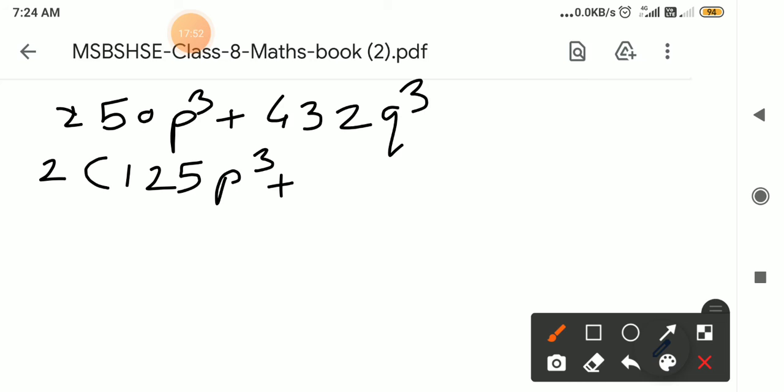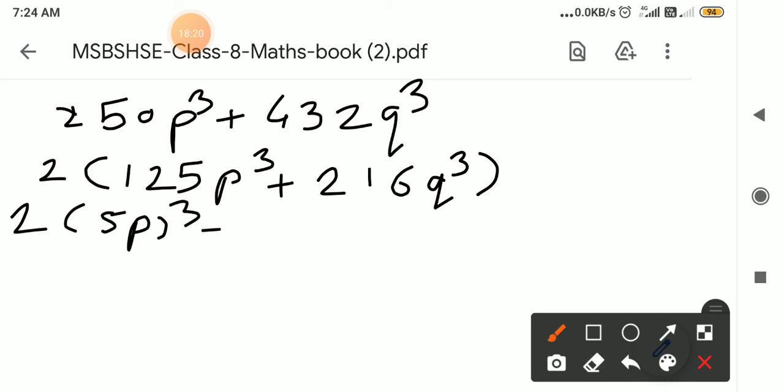432, if you divide by 2: 2 2s are 4, 2 1s are 2, and 2 6s are 12. It means 216 will come, and 216 is the cube of 6. You have to learn the cubes up to 10. I know it, so I am telling you. Now the next step: 125 is the cube of 5. So here you have to write (5p) cube plus (6q) cube.